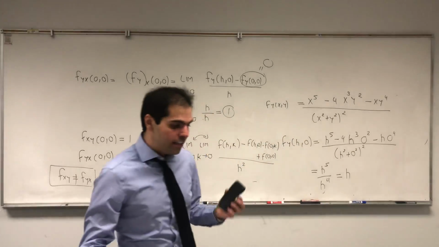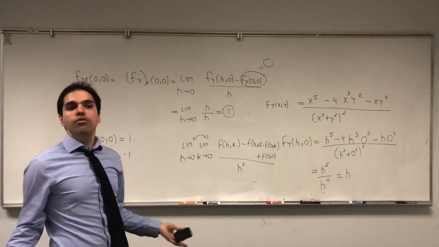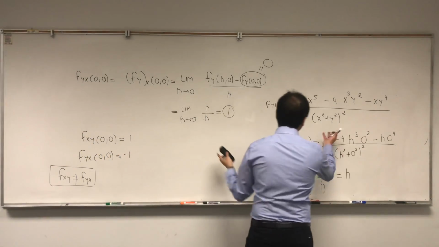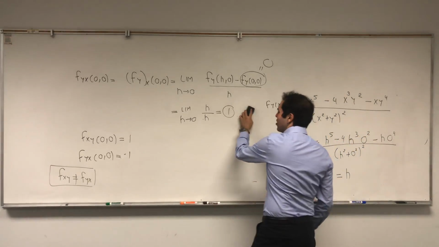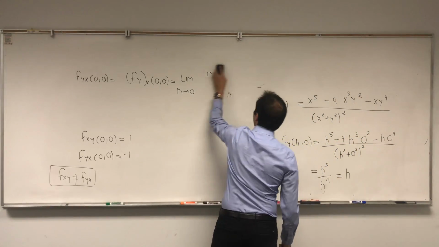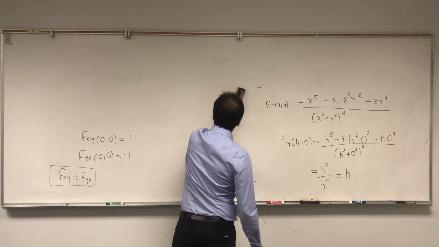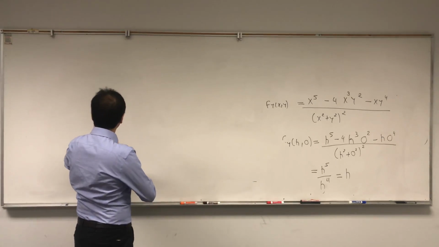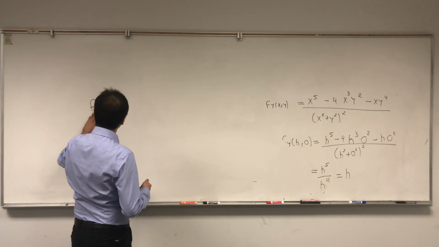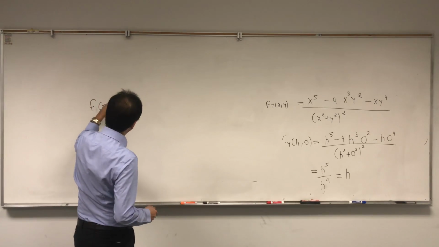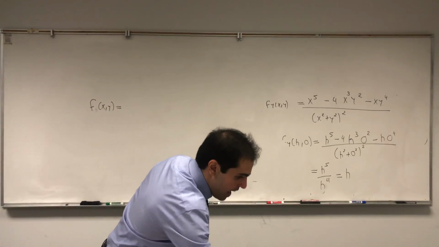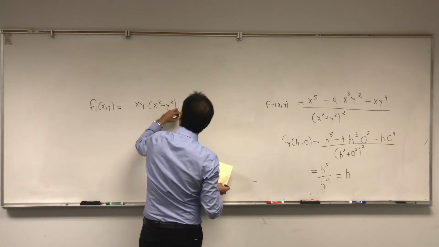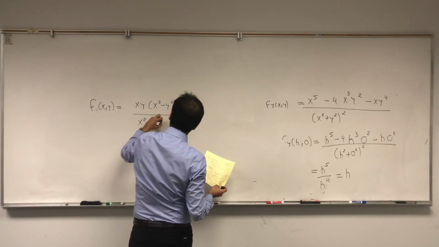And last but not least, what I wanted to say is, why would you even come up with this function? Well, if you have noticed, we have x squared and y squared, so that should remind you of polar coordinates. And in fact, this function is very easy in polar coordinates. So I would like to remind you f(x,y) is nothing else than xy times (x squared minus y squared) over (x squared plus y squared).